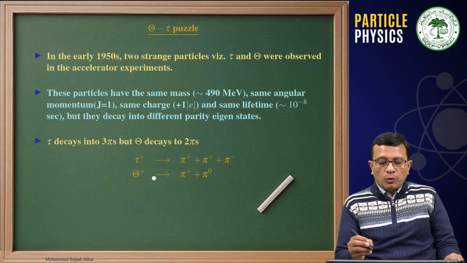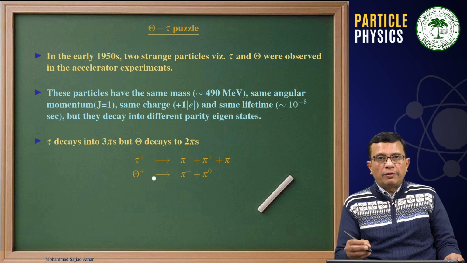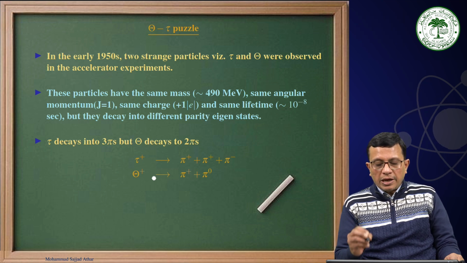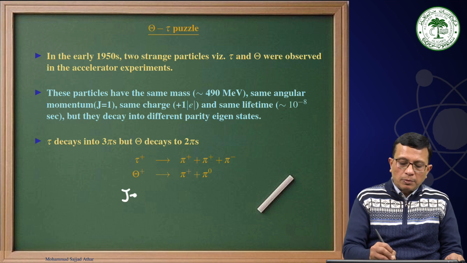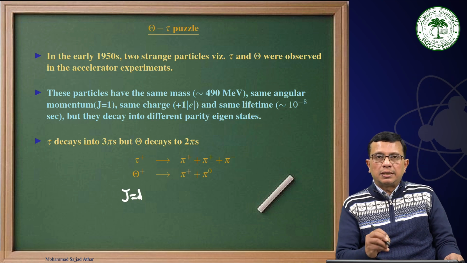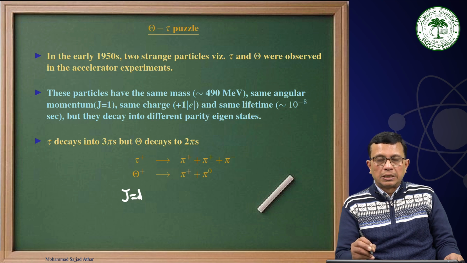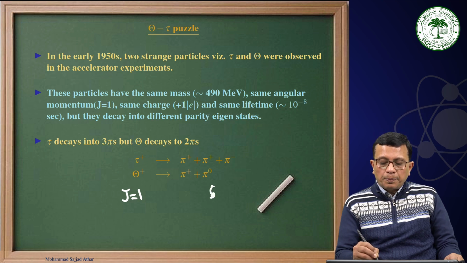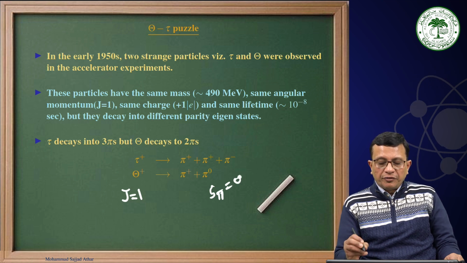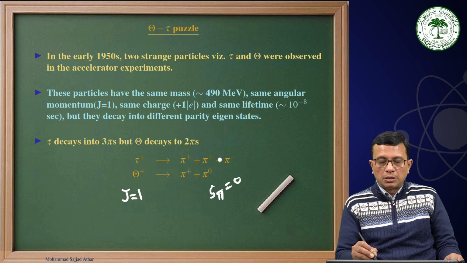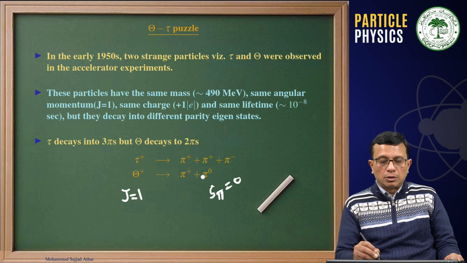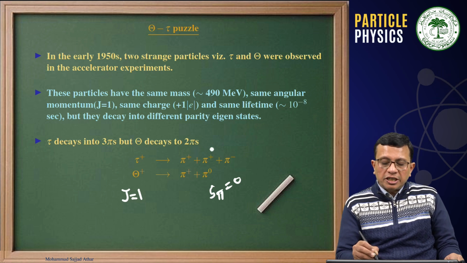Now, if we want to determine the parity of tau plus or parity of theta plus, then we have to keep in mind that the total angular momentum of the initial state, this is Ji, is 1, and we know that whatever pion we talk about, the spin of the pion is 0. Therefore, the total spin is 0. Here also the total spin is 0. But we have here 3 pions.